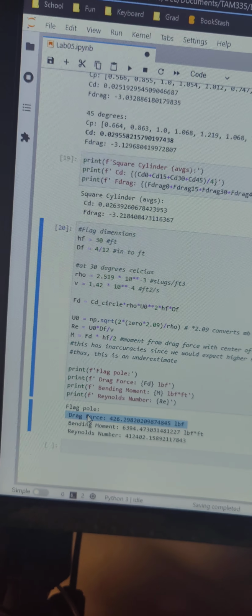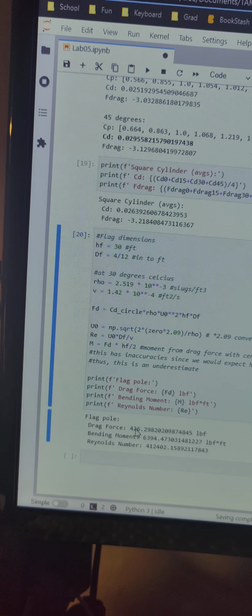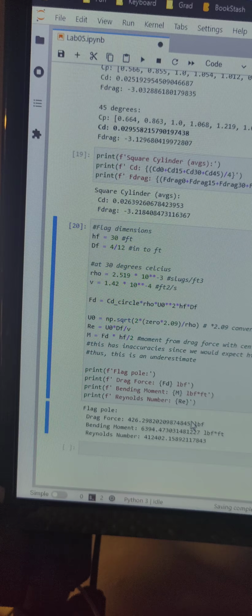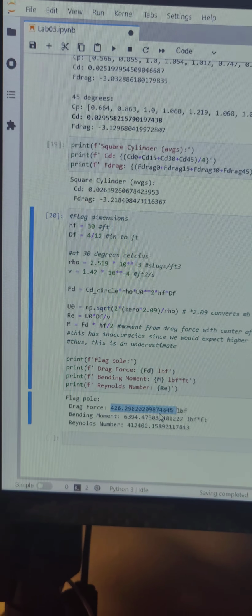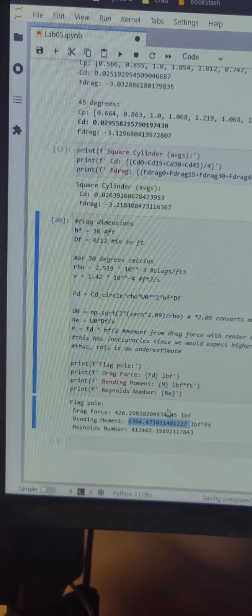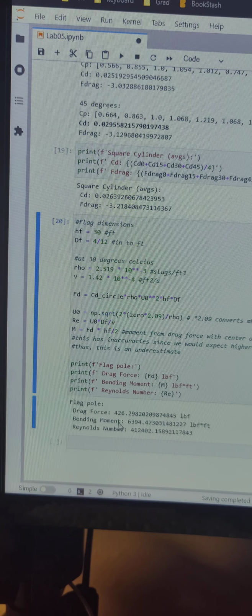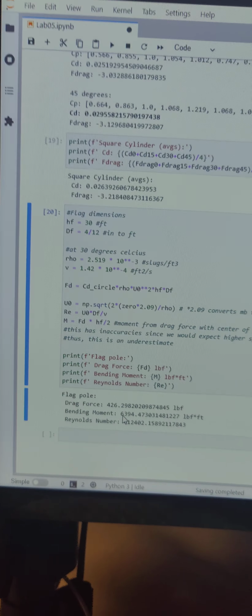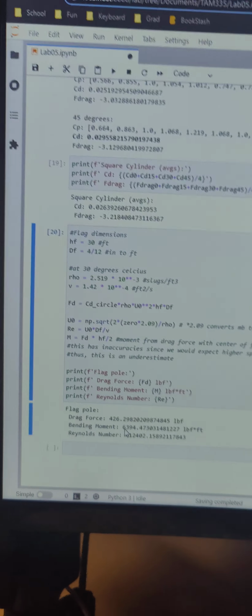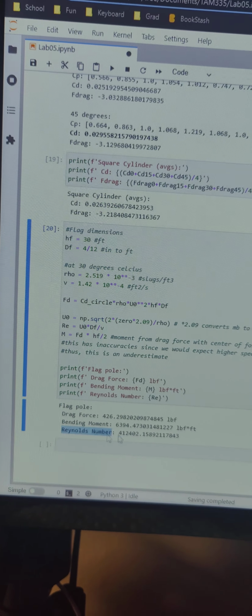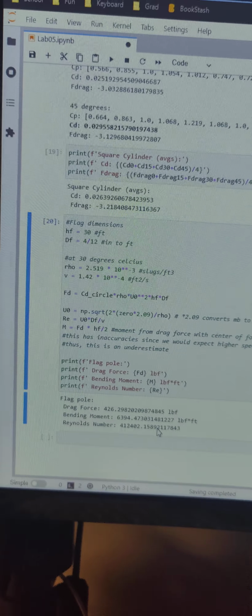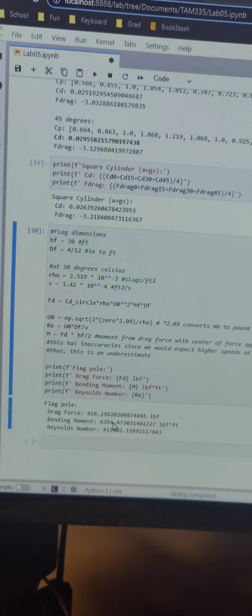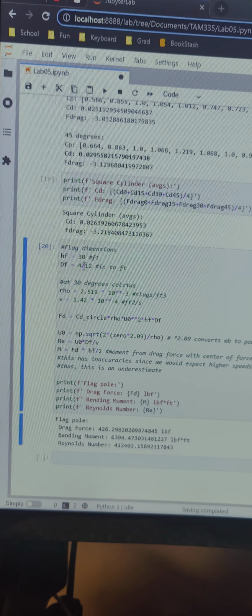So we find a drag force for that flagpole to be about 426 pounds, and then a bending moment, where we apply that force onto the middle of the flagpole at the middle height, we get a moment of so large, 6,400 pound feet. And then we look at the Reynolds number. That's the biggest Reynolds number we've seen so far. That's 400,000. That's insane.